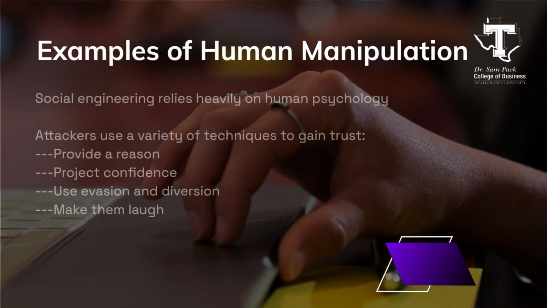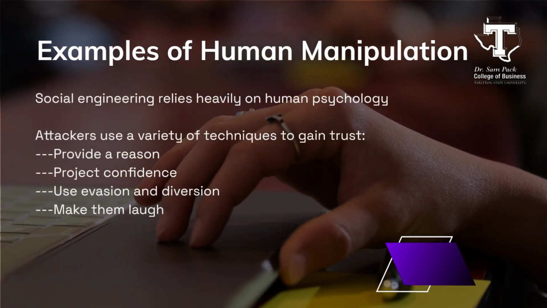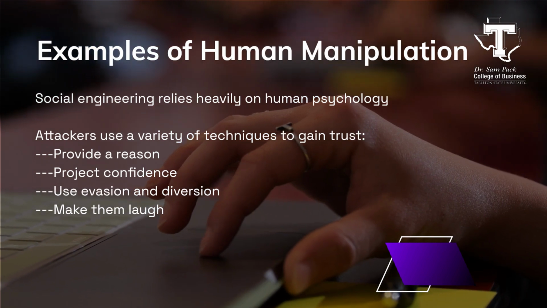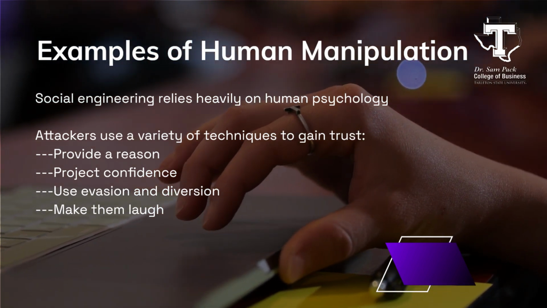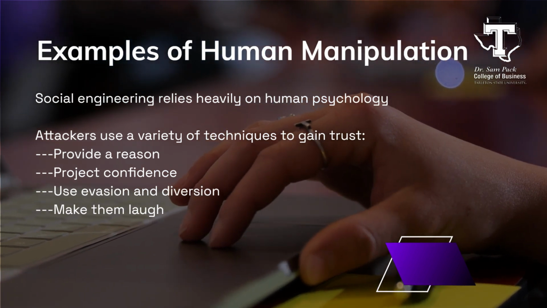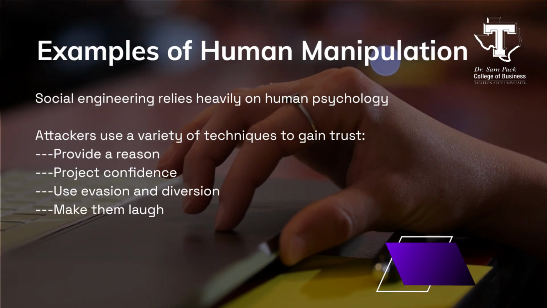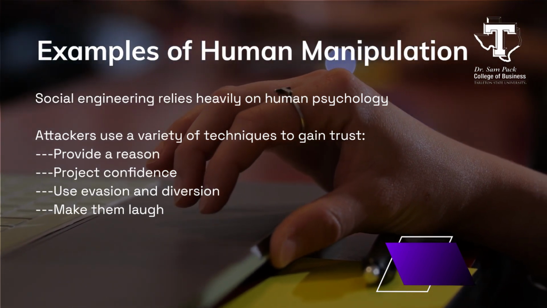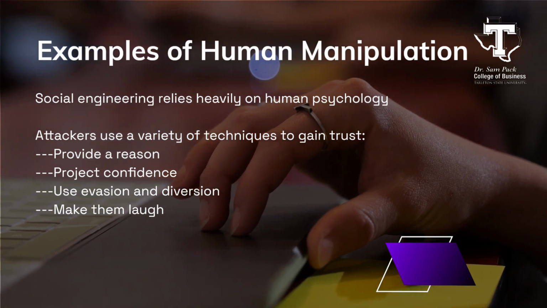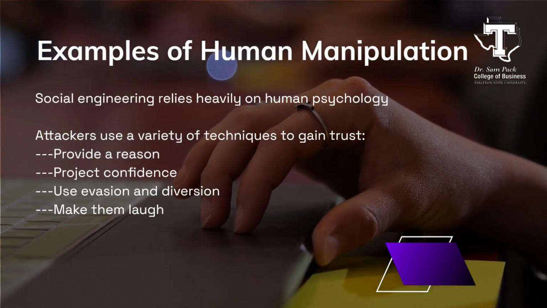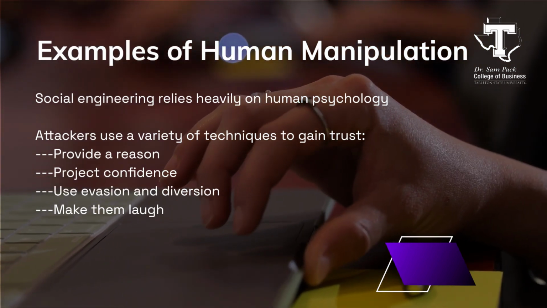Social engineering relies heavily on human psychology, exploiting the natural tendencies and behaviors of individuals to gain unauthorized access to information or systems. Attackers use a variety of techniques to gain trust and manipulate their targets. Provide a reason. Attackers often offer a plausible reason for their request, making it seem logical and necessary. For example, they might pose as IT support needing access to a user's account to resolve an urgent issue.